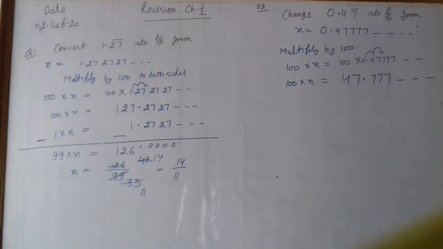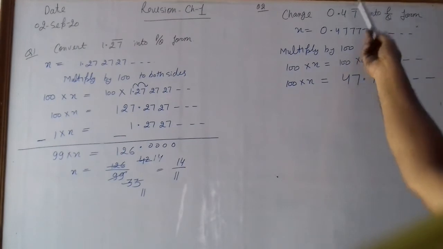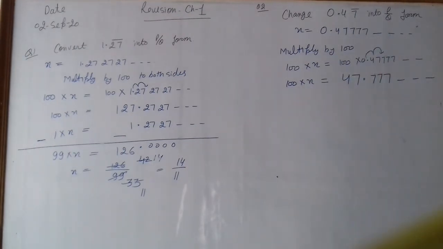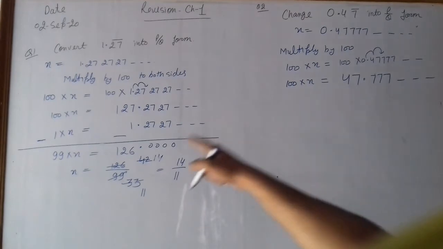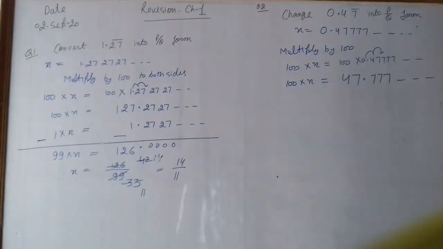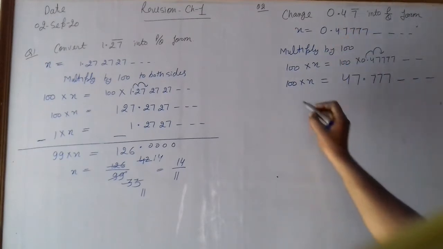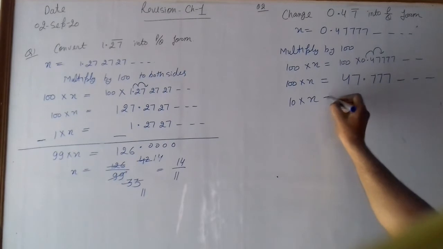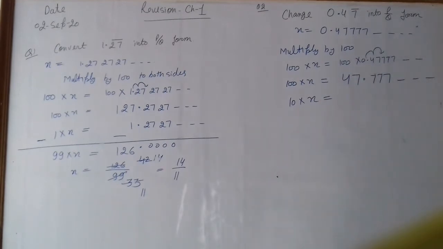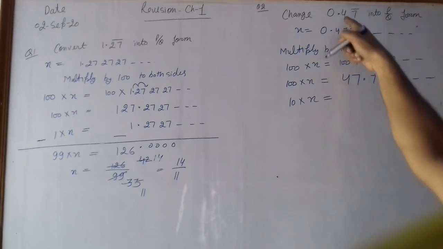Now the difference between this and the previous question is that one digit is there, 4, that is not repeating. Right? So the second time, we multiplied by 1 because all the digits were repeating. So if one digit is not repeating here, then we have to multiply by 10. First time we will see how many digits are there just after the decimal, and the second time we will see how many digits are not repeating. So one digit is not repeating, then multiply by 10.